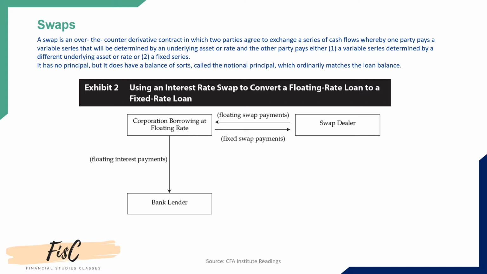One example of a swap is the interest rate swap, where a person has a floating rate loan and wants to convert it to a fixed rate loan. He has a floating rate loan with the bank. There is a swap dealer who says, I will pay you a floating rate and you pay me a fixed rate. In that case the person is converting his floating rate loan to a fixed rate loan. The advantage for the swap dealer is that he believes the fixed rate he is charging will always be higher than the floating rate he has to pay.